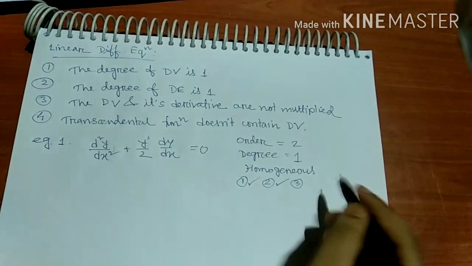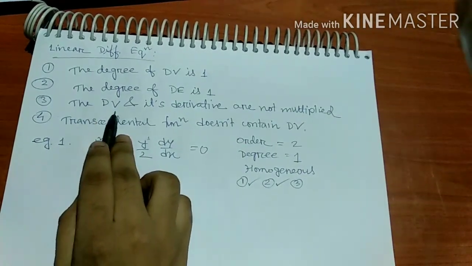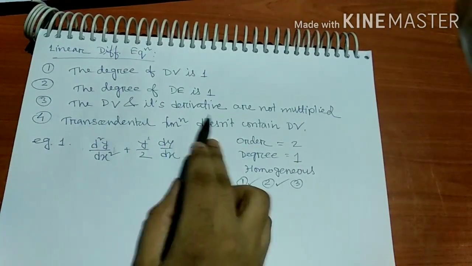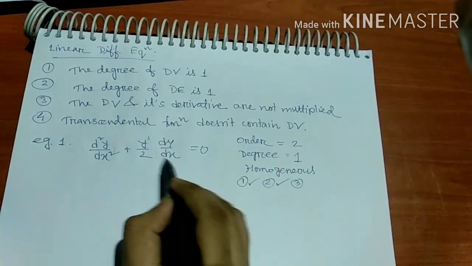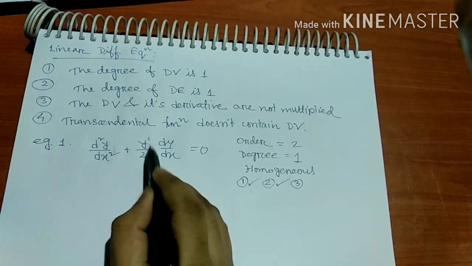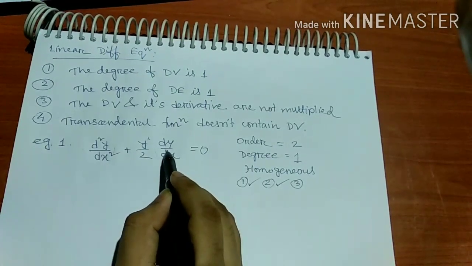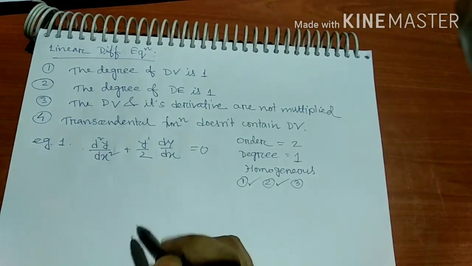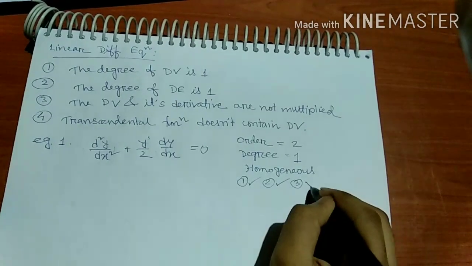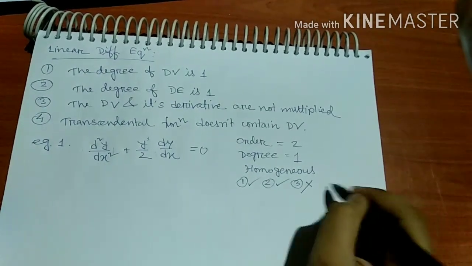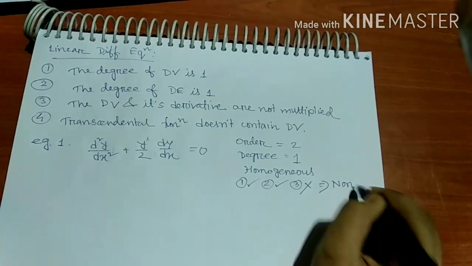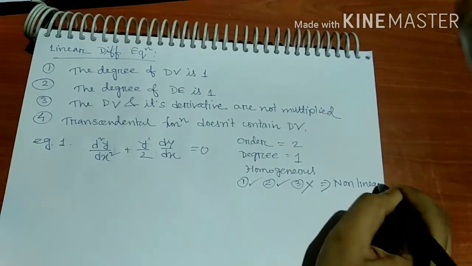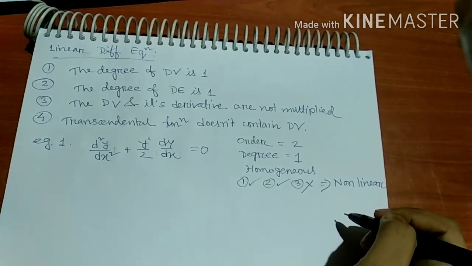So condition 2 is satisfied. Number 3 is that the dependent variable and its derivative are not multiplied. Here you can see the derivative is this and the dependent variable is this. So the dependent variable and derivative are multiplied together, right? So condition 3 is not satisfied. So this implies it is non-linear. I hope you are understanding.